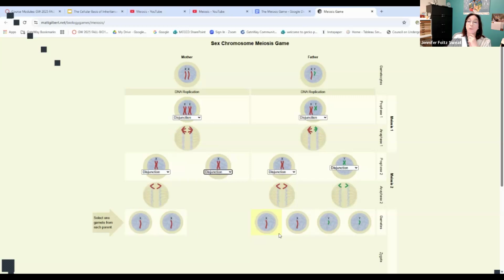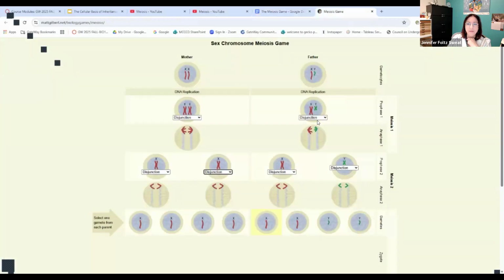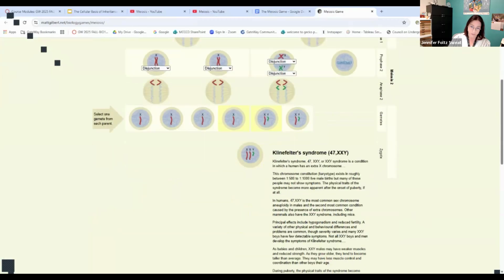So mom has 4 normal eggs. For dad, I said non-disjunction for prophase 1. And then I said disjunction and disjunction. So here's what dad ends up with. So then I said, pick a gamete from mom, a gamete from dad, and look at the offspring. Okay, does that make sense to everyone?